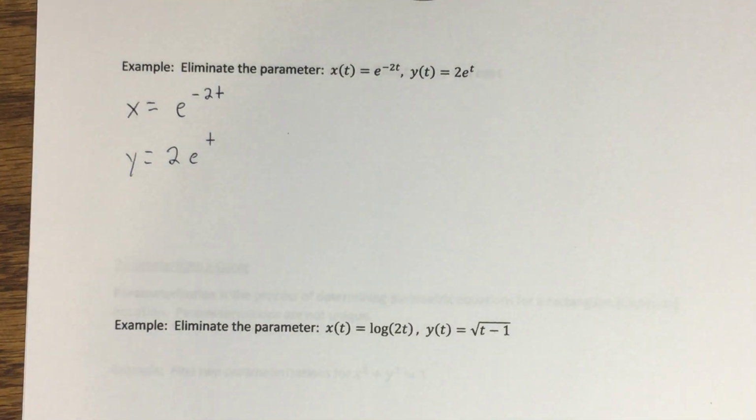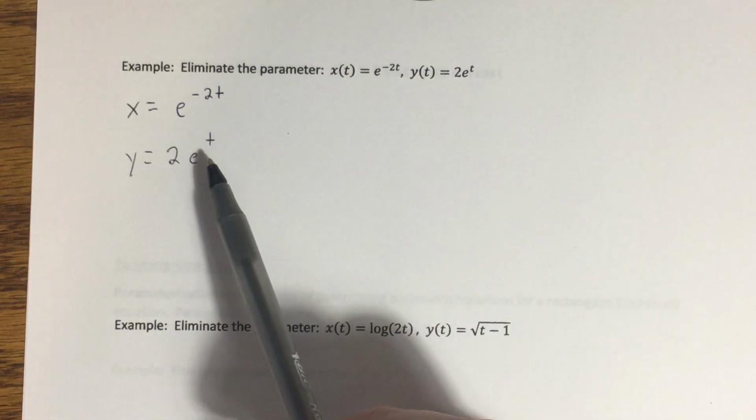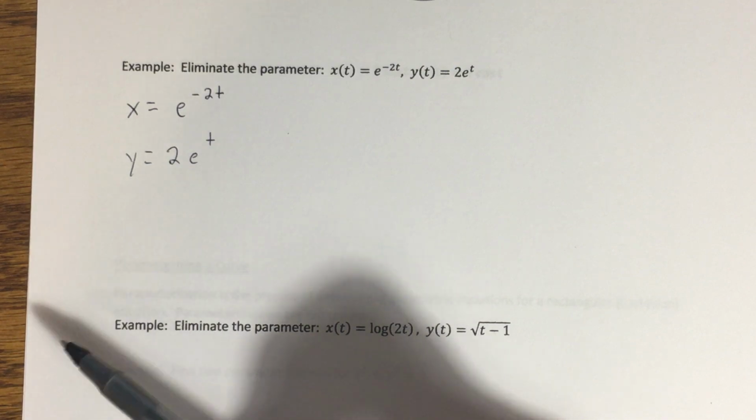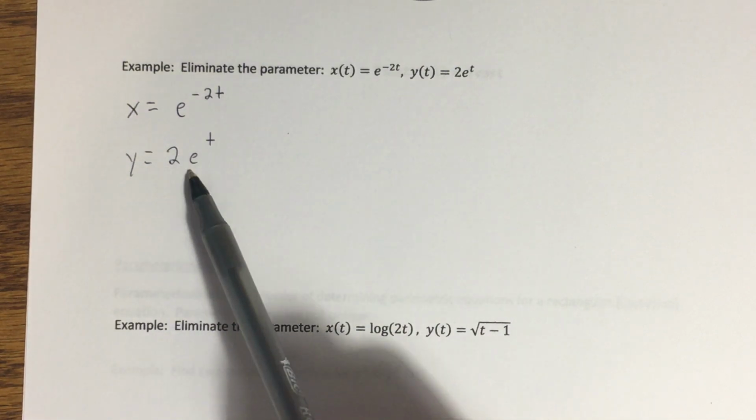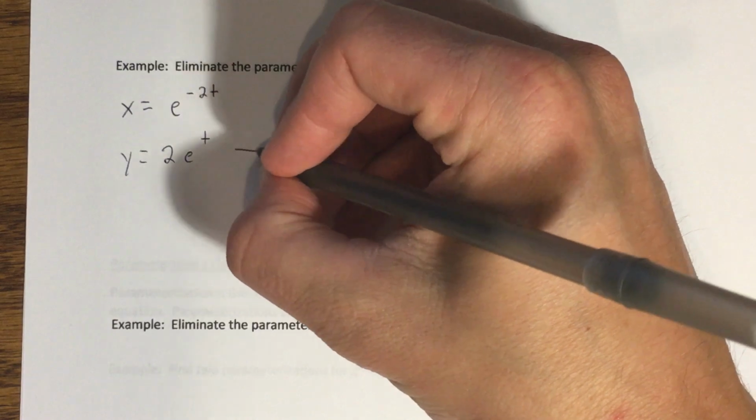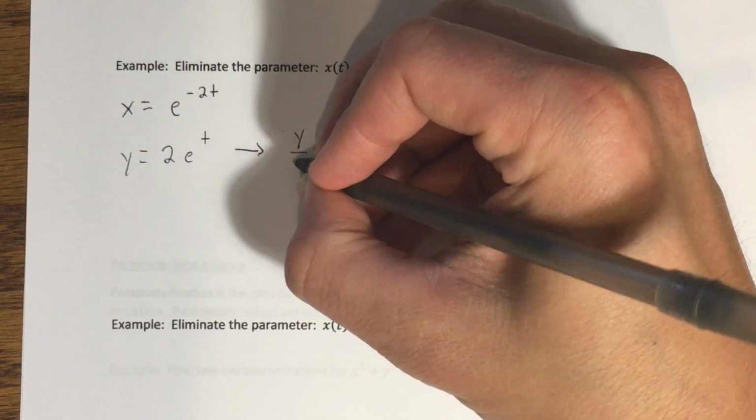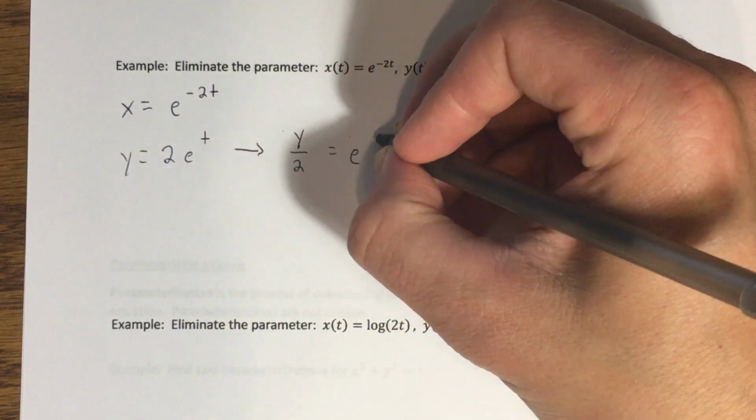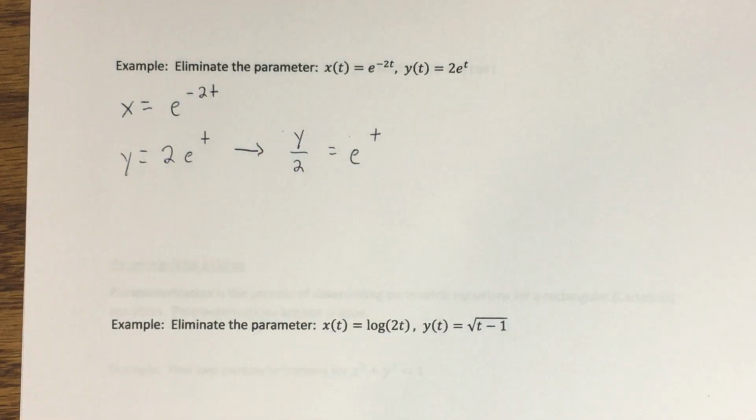What I want to do in this case, I'm not going to bother isolating t completely. Now you can do that. You would need a natural logarithm in that process, and that's not necessarily a super complicated thing, but we can make our lives a little bit easier by not solving for t completely, but instead just trying to solve for e to the t. So notice in the second equation, if I divide both sides by 2, I get y over 2 equals e to the t.